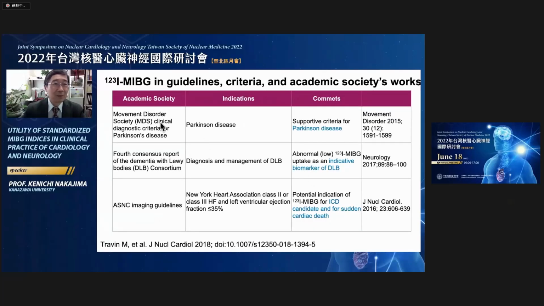Then the Movement Disorder Society clinical diagnostic criteria for Parkinson's disease included MIBG as supportive criteria. And as you know, in the fourth consensus report of dementia with Lewy bodies, the DLB consortium included MIBG as an indicative biomarker of DLB, which was published in Neurology 2017. And the ESC guidelines, published in 2016, has a comment like this: potential indication of MIBG for ICD candidates for sudden cardiac death. But it's still ongoing whether it's really useful or not.